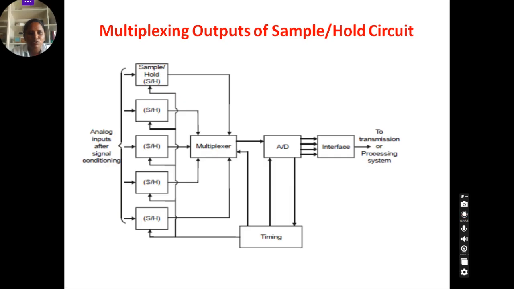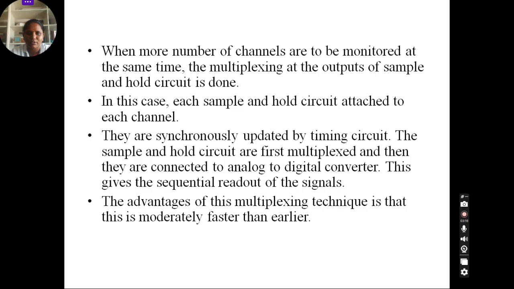A timing circuit also manages the timing: what the processes will be and how much time each process takes. So we check the timing as well. A to D conversion gives the digital output for interfacing, transmission or processing of the system. This is the output of the sample and hold circuit.